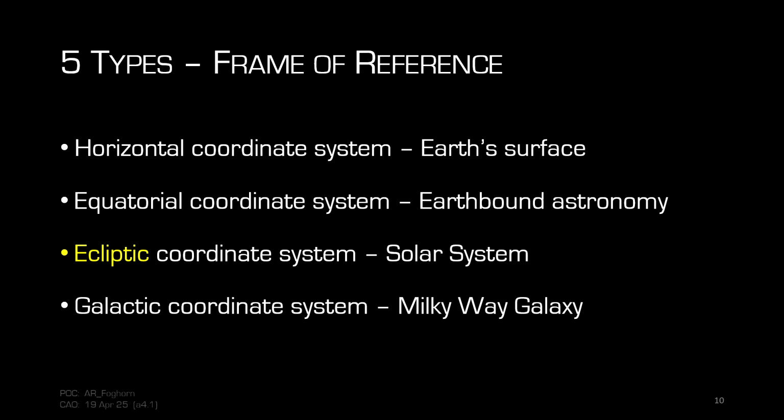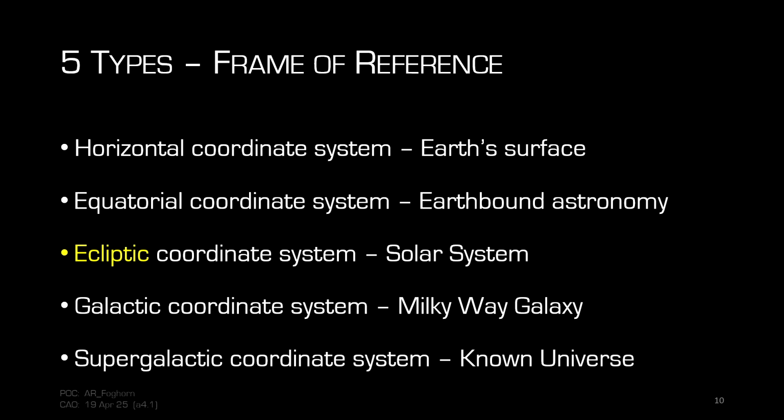The galactic coordinate system is how we would measure everything within the Milky Way galaxy, and then all of the galaxies within the observable universe can be plotted on the supergalactic coordinate system. They are all spherical coordinate systems. They all work exactly the same way, with the exception of the horizontal coordinate system. I mentioned that they can be left or right-handed, just by convention, and the vast majority are right-handed. All of these systems are right-handed except for the horizontal coordinate system. That one's actually left-handed. Don't ask me why.